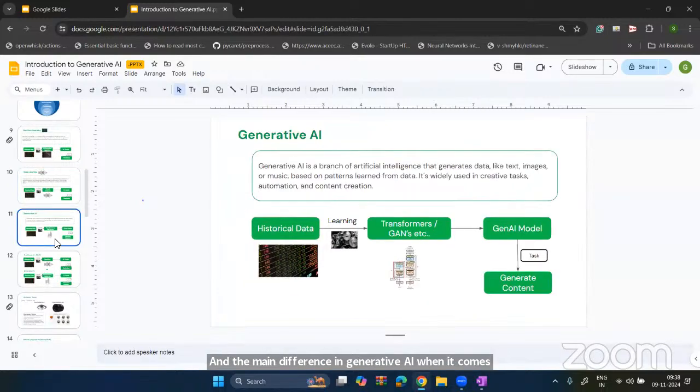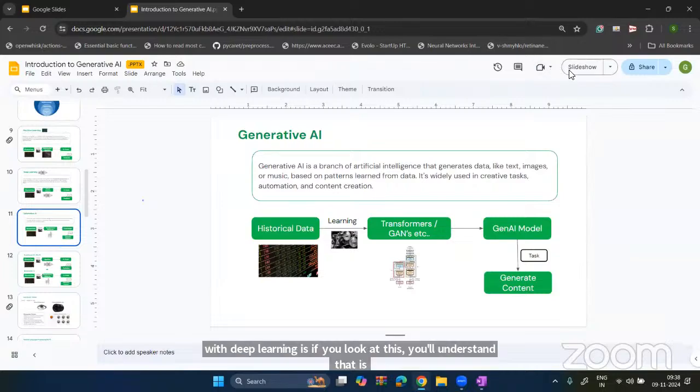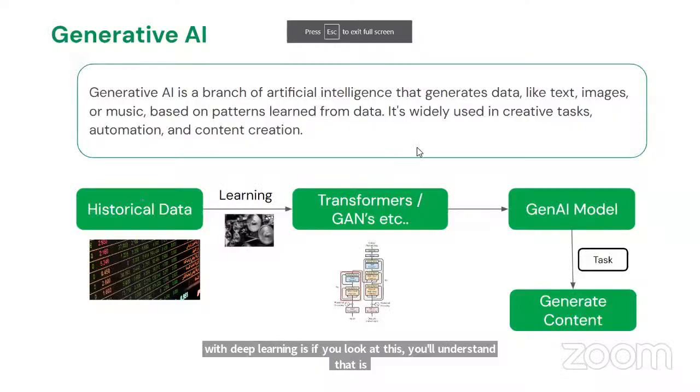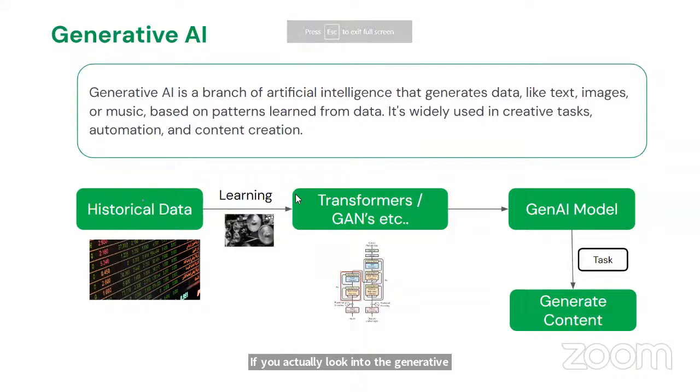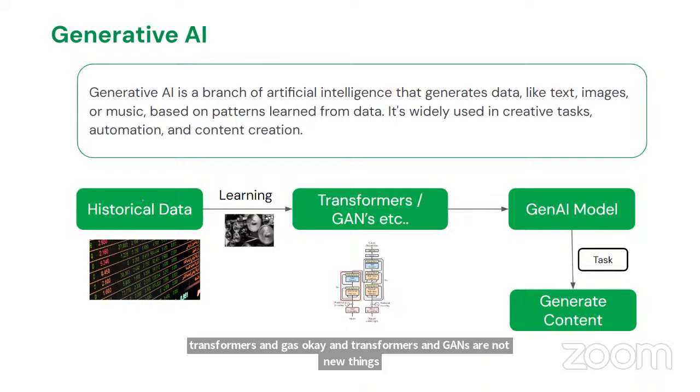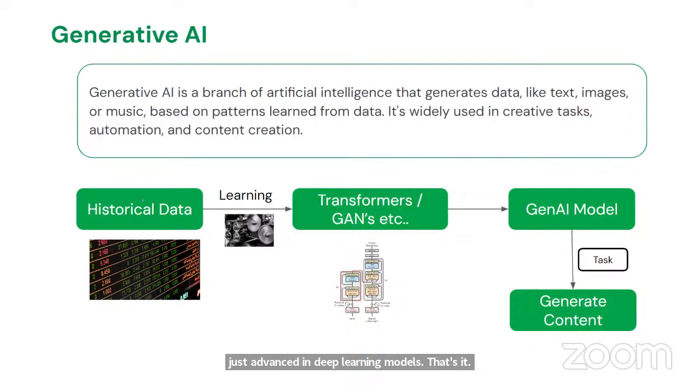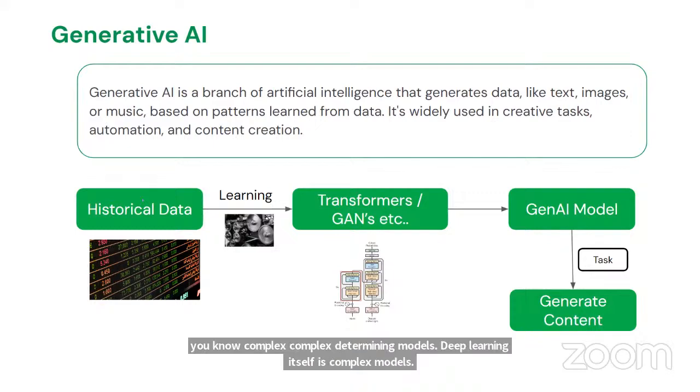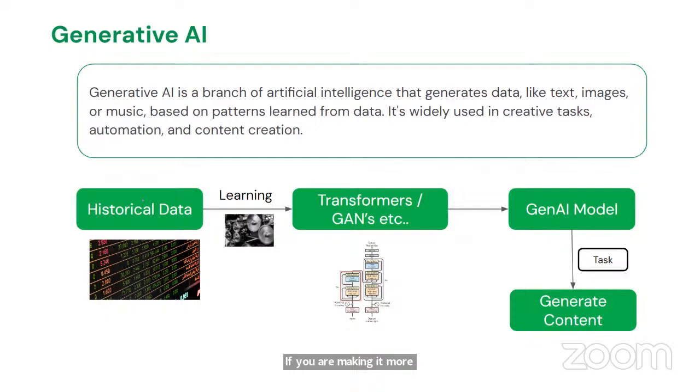That is, if you actually look into the generative AI basic idea, same thing. You're having historical data, and here you're having some models called transformers and GANs. I'll talk about this. What are transformers and GANs? Transformers and GANs are not new things. They're just advanced deep learning models. That's it. They're deep learning models itself, but they're advanced, like complex deep learning models. Deep learning itself is complex models. If you're making it more complex, more advanced, that comes with transformers and GANs.